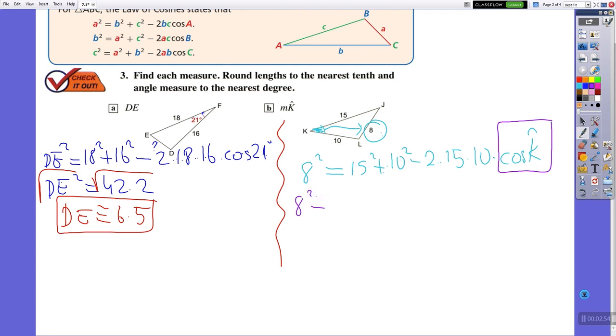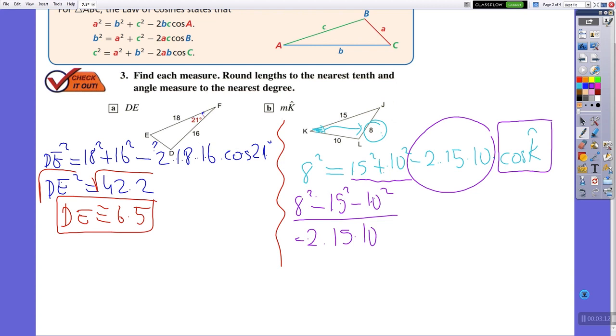So 8 squared minus, let's move 15 squared plus 10 squared to the other side, 15 squared minus 10 squared. And in front of cosine K, you have negative 2 times 15 times 10. So divide both sides by this. This is your cosine K. So by calculator, find the result.